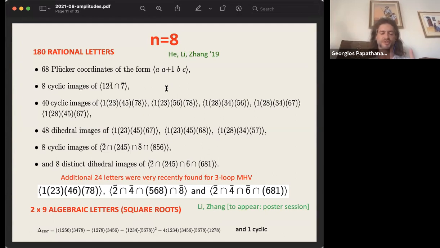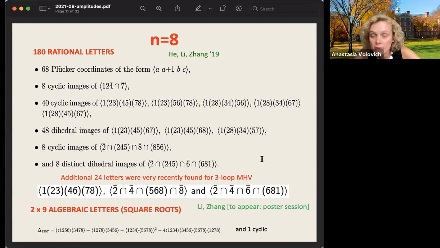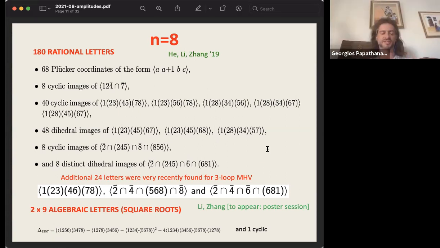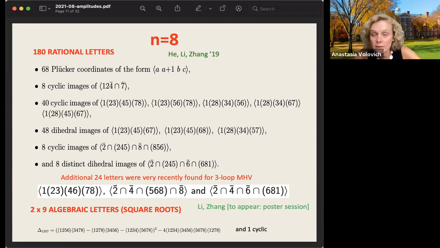First of all, a correction. You mentioned that James did the 8-point analysis. With my student, we also did the 8-point analysis, at least the rational part. There are 272 rational letters for the 8-particle case. Yeah, so the list, that's what I'm asking. Well, the authors of this paper that came after ours should probably say. I believe it should be on the list, yes.